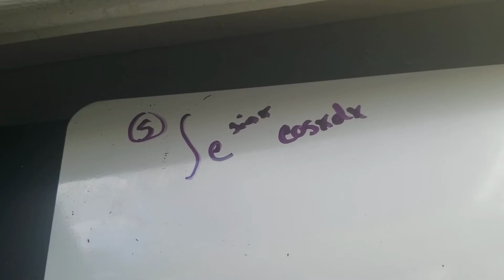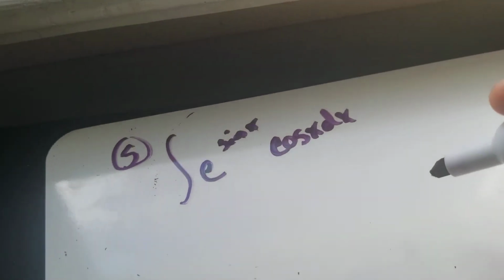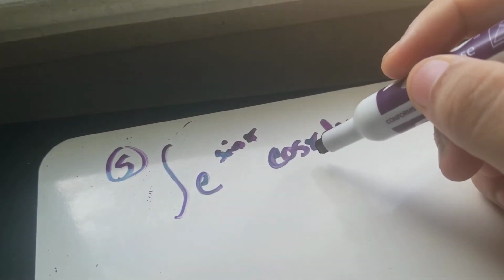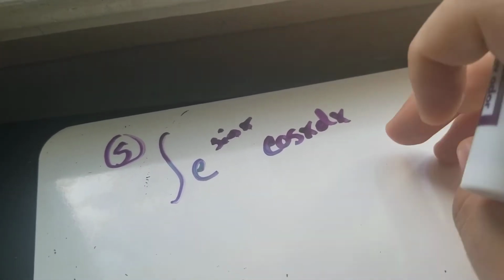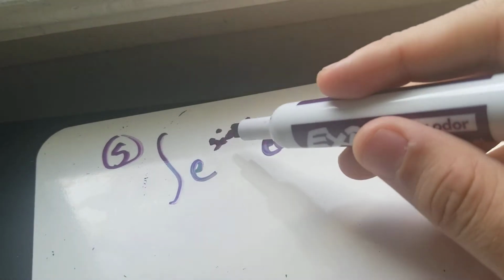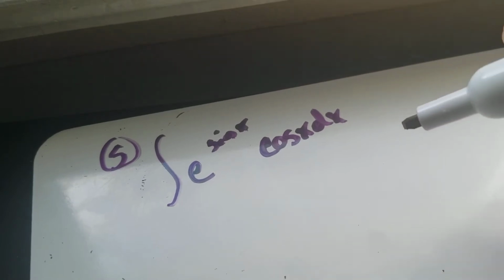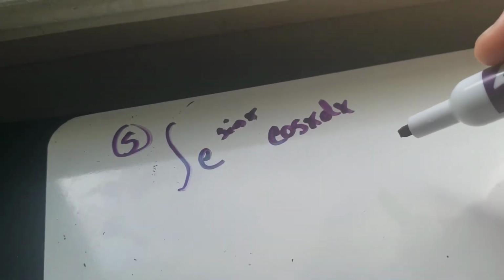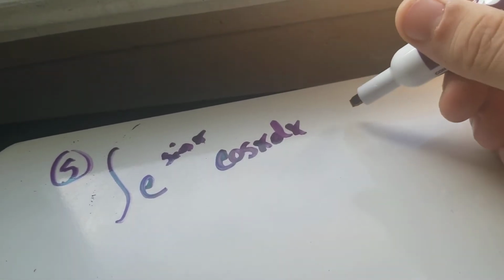All right, number 5. e^(sin x) cosine x dx. Okay, so we notice we have an e^(sin x) and a cosine x. We can't really use integration by parts because we don't know what the antiderivative of e^(sin x) is, or the derivative of that is, or something along those lines. So I guess we could do chain rule, but since we could use chain rule, we're just going to use substitution.